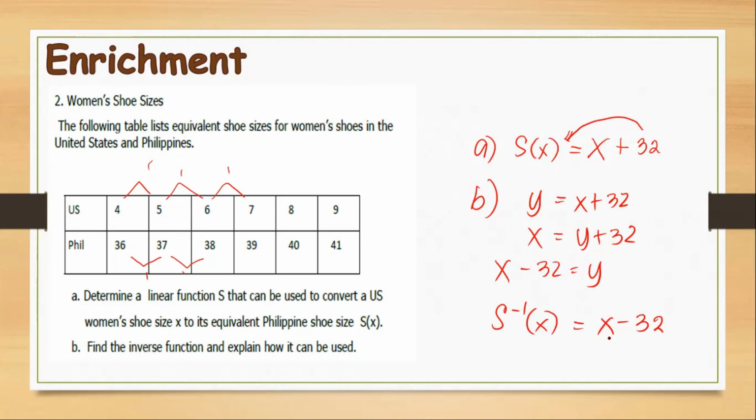Suppose your x will be the Philippine size. So if we try to solve it, we have 36 minus 32, we get 4. 37 minus 32, we get 5. So how can it be used? It can be used if we want to convert the Philippine size to US size. So this one is given as US size to Philippine size, and this equation will be from Philippine size to US size.